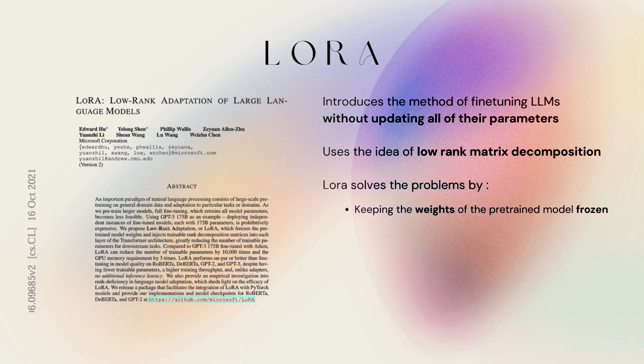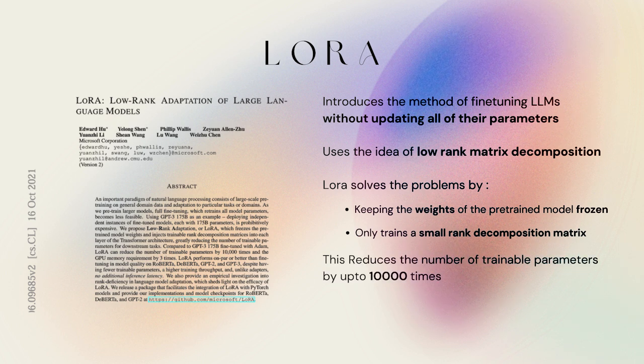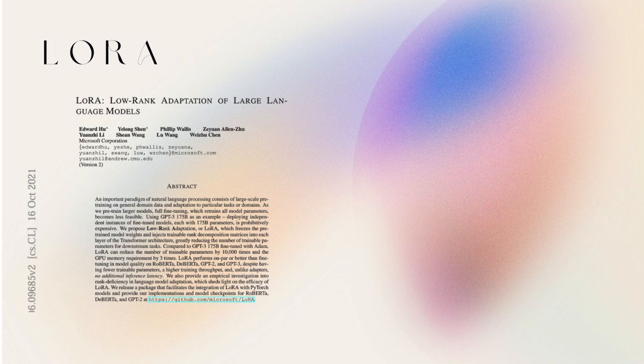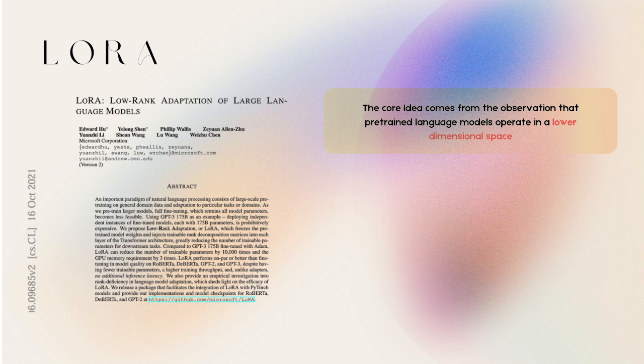LoRA solves this by keeping the pre-trained model frozen and training only small rank decomposition matrices. Instead of updating the entire weight matrix, it expresses the update as the product of two smaller matrices. This drastically reduces the number of trainable parameters by up to 10,000 times in the case of GPT-3 175B and requires 3 times less GPU memory. Unlike adapters, LoRA does not introduce additional inference latency because its changes can be merged back into the original model weights.